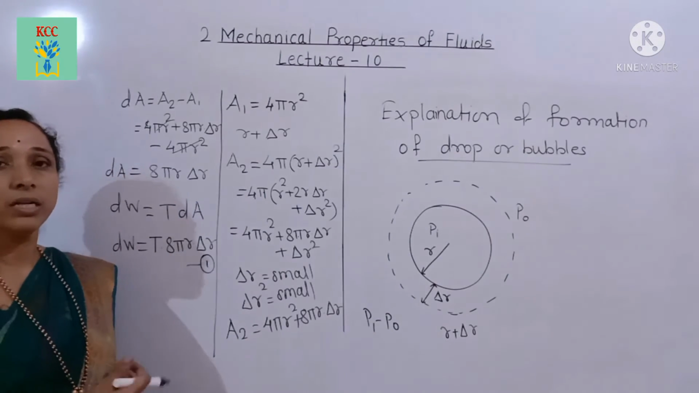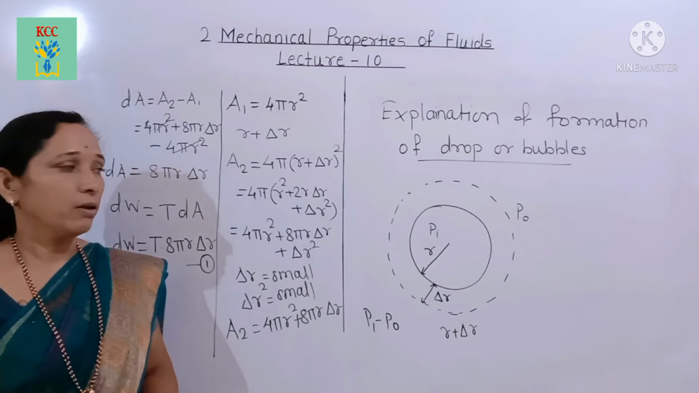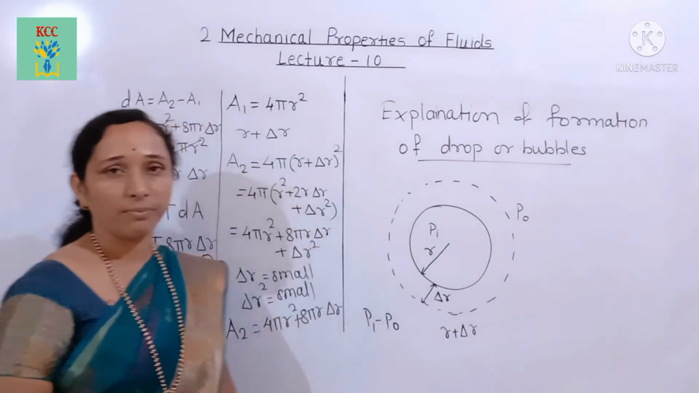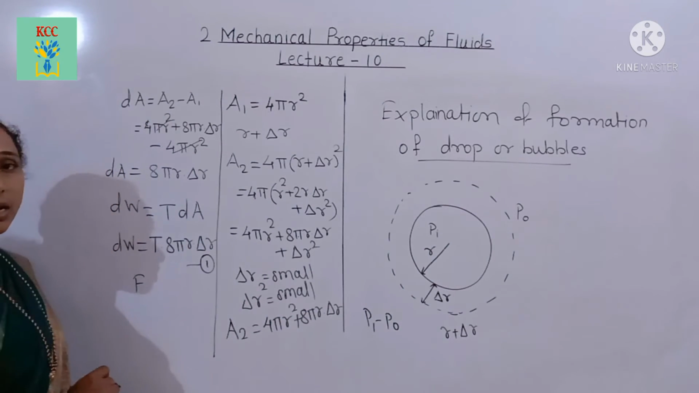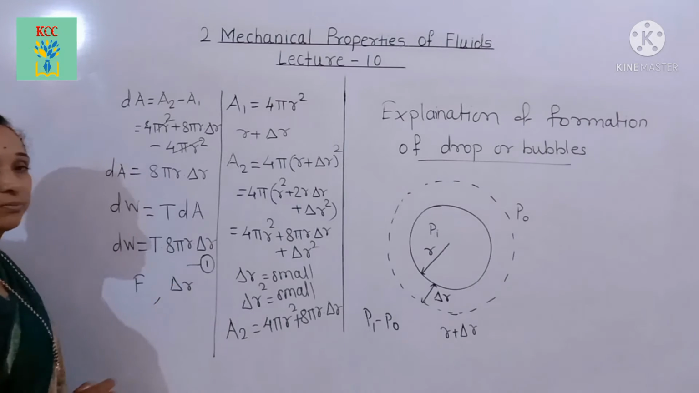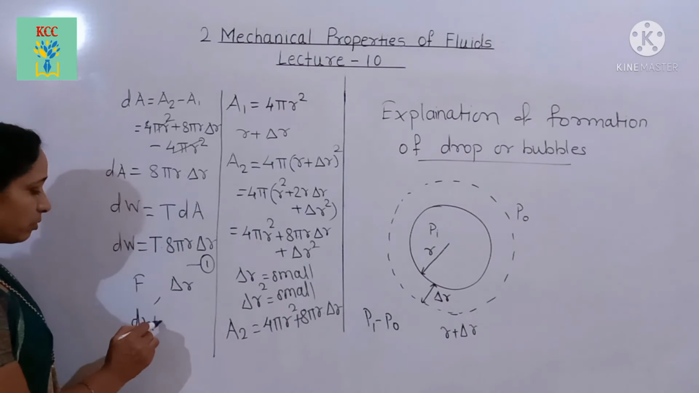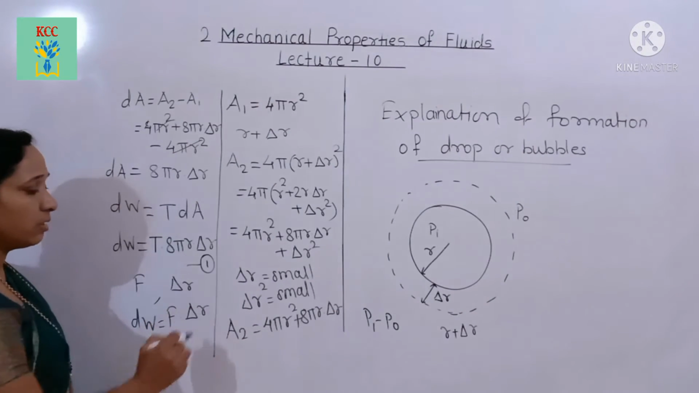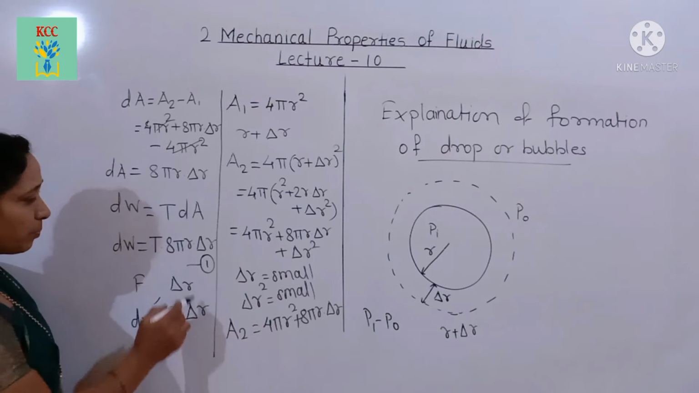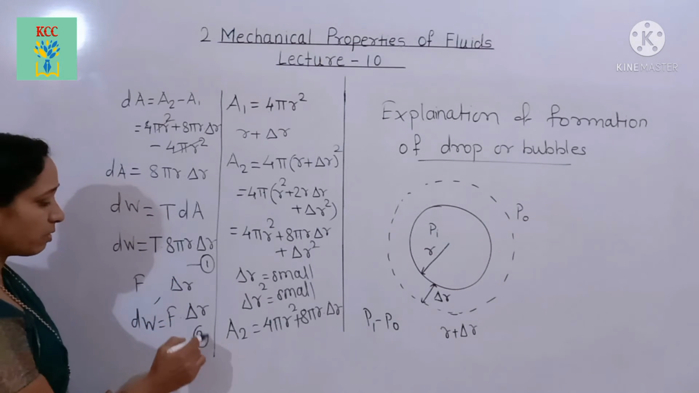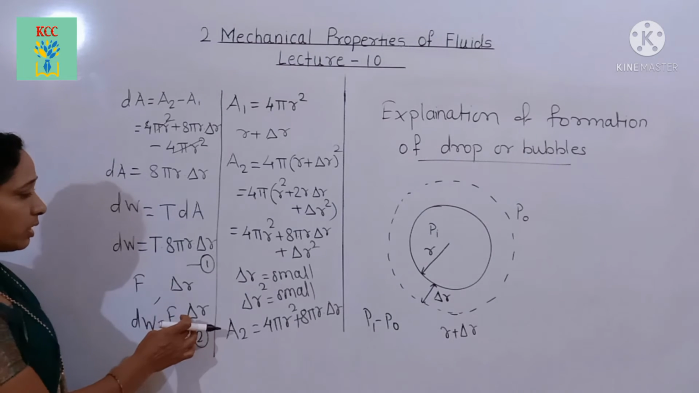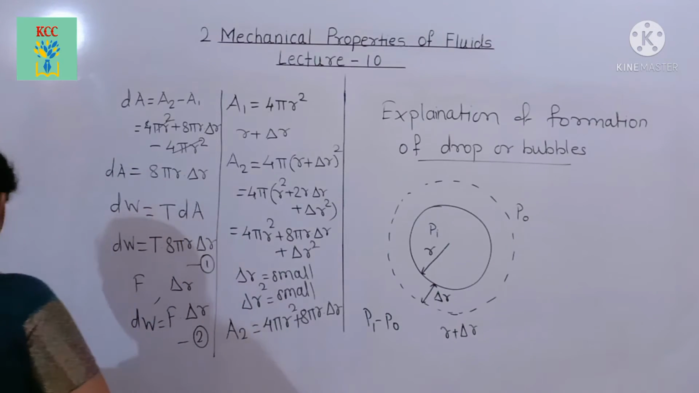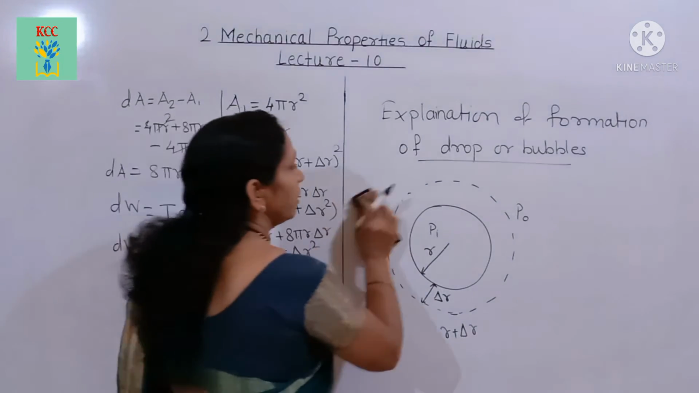Also, work done equals force into displacement. To change the radius from R to R plus delta R, suppose F is the force applied, and the displacement is delta R. So work done is also equal to F into delta R. This is equation 2. Now from equations 1 and 2, we equate them: F into delta R equals T into 8 pi R into delta R.